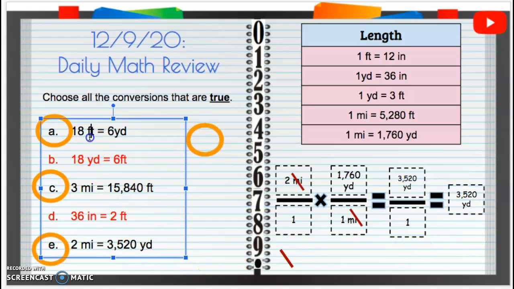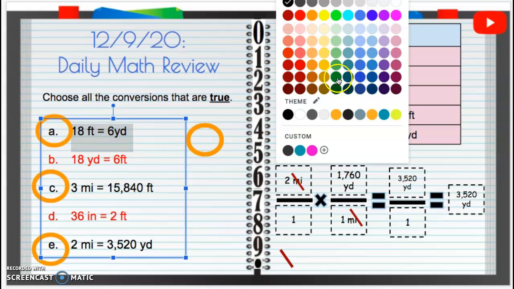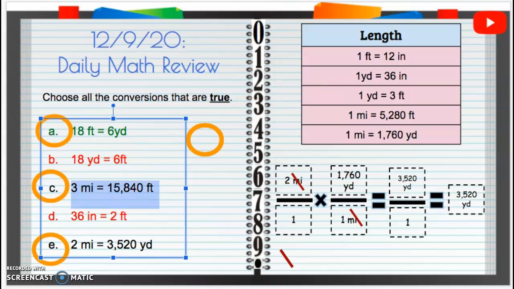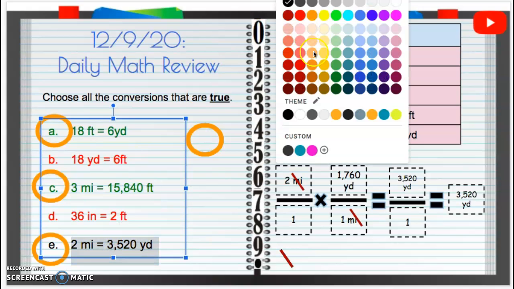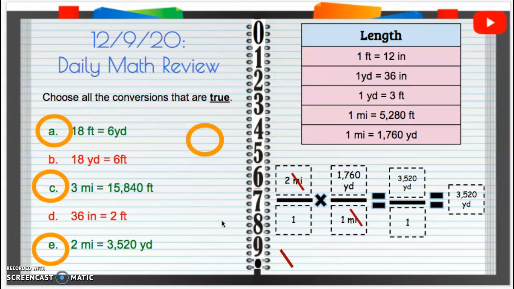So for our answers, we have A is correct, C is correct, and E is correct. So those are all equal and true. And that's it for the DMR. Great job.